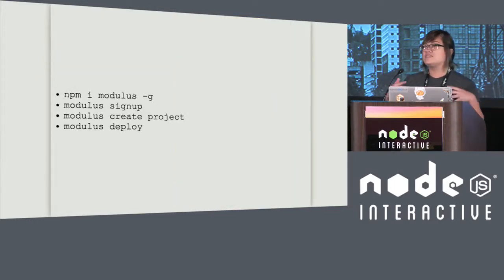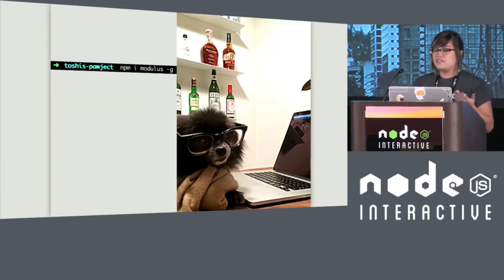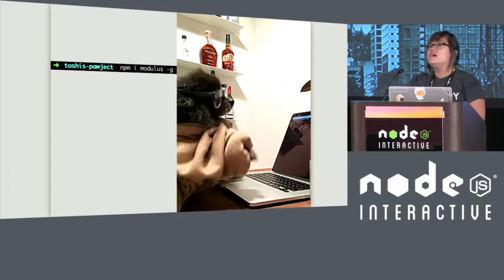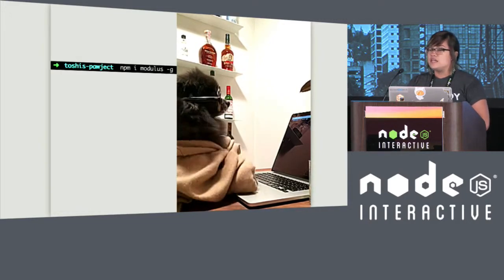With Modulus's deployment process, we try to make it as easy as possible. These 4 steps will get you started with Modulus and deploying your project. And once you do the first 3 steps, you only have to do the last step again. And of course, the very first line that you will need is to install the Modulus module using npm install.